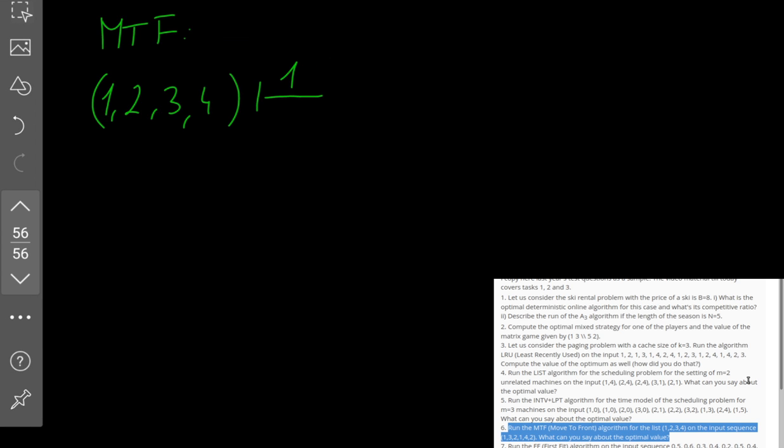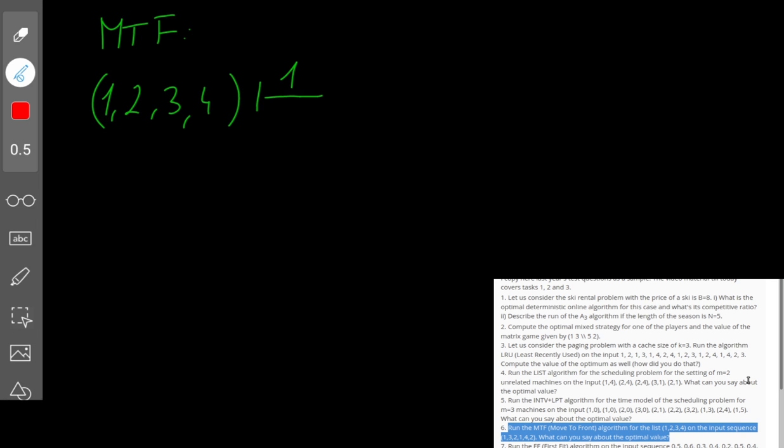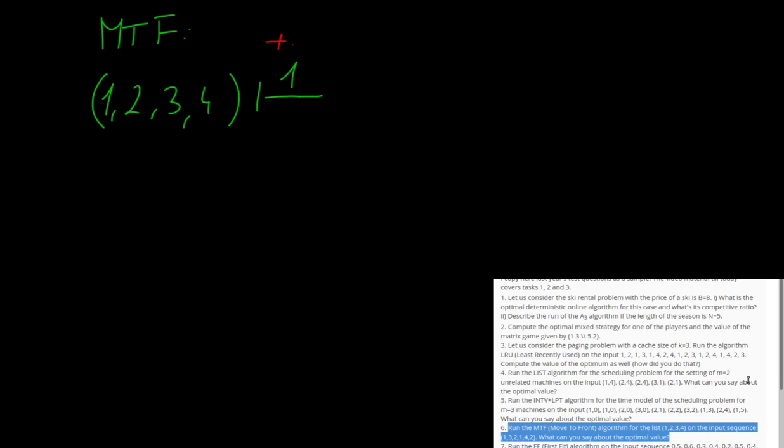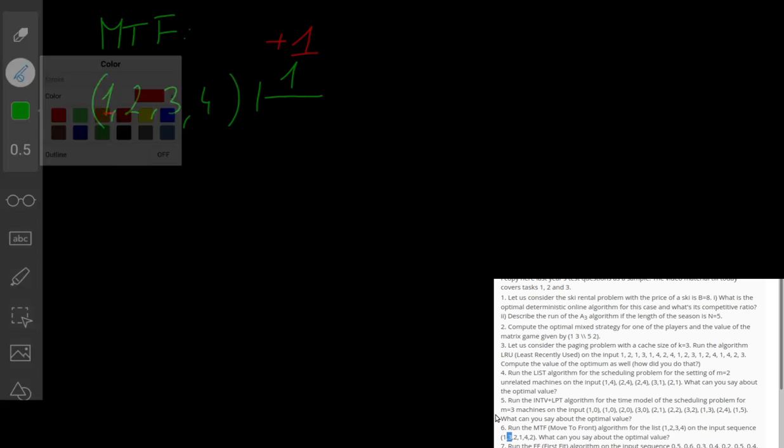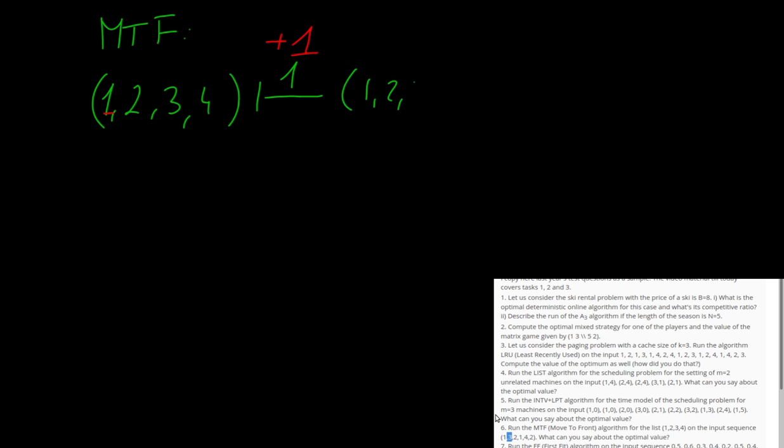So this is our initial list, and if we are just accessing the 1, I have to pay 1 because 1 is the first element of the list at this point. And then the move to front algorithm will move the requested element to the front of the list, which doesn't make any difference because 1 is already the first element, so it will have a cost of 1. And the list doesn't change, so it will be 1, 2, 3, and 4.